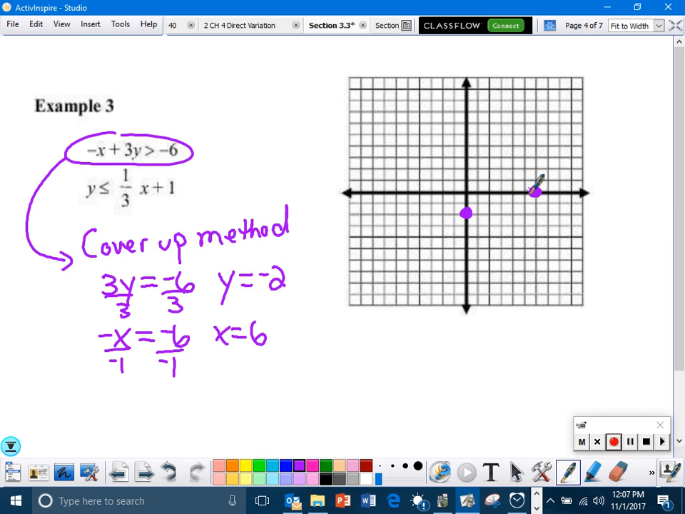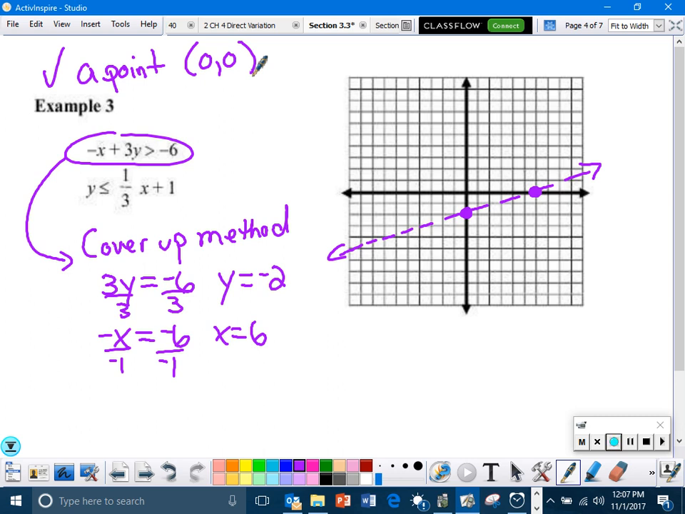Now, we look at the inequality. Okay, it does not have an equal to on it. No equal to, so it is dashed. Now, here we have to check a point. For this problem, we must check a point. And remember, pick 0, 0 if the line is not going through it.